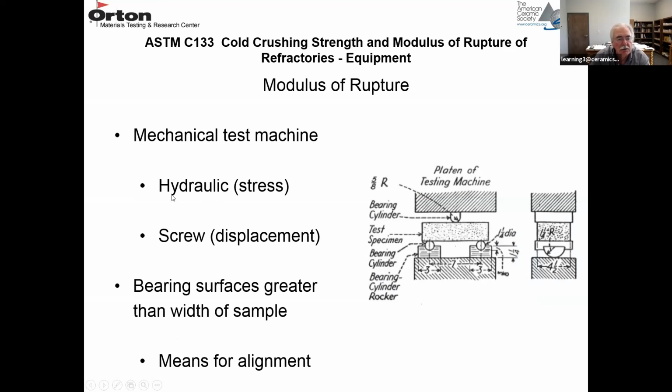So you need a mechanical test machine, and we talked about hydraulic test machines and screw-driven test machines. The hydraulic is a stress rate machine, and the screw is a displacement rate machine. You need a 3-point bend apparatus where the bearing surfaces are greater than the width of the sample, and a means for alignment. So this piece that's crosshatched on the top and bottom are the loading plates of the test machine. Your sample here is in the middle, and there are 3 rods for 3-point bending. If you look at the side view, the bottom rods have a pivot so that they can align with the sample in case it's not perfectly flat.